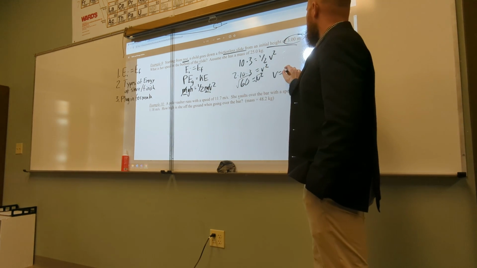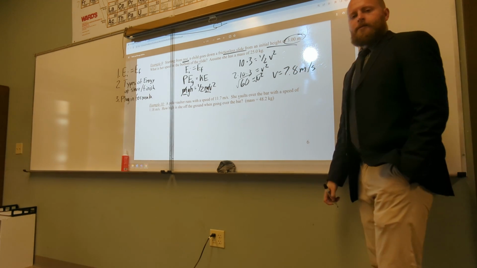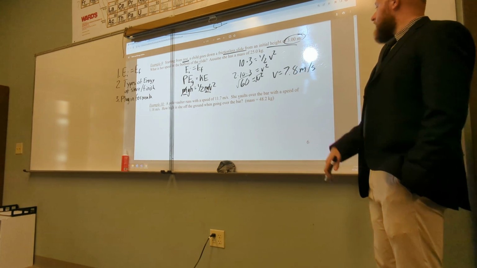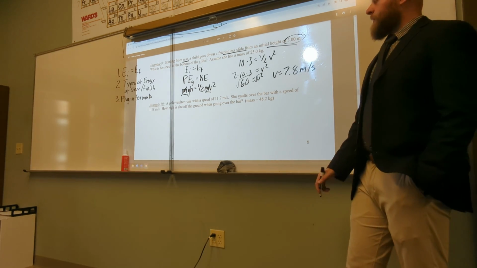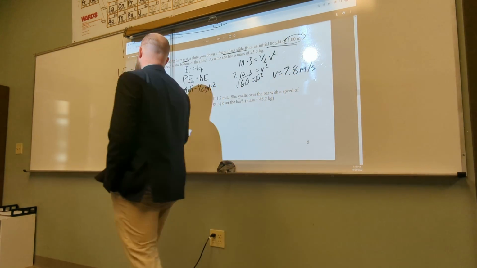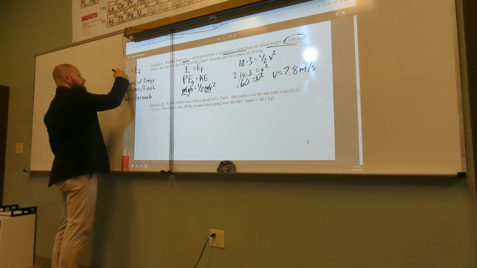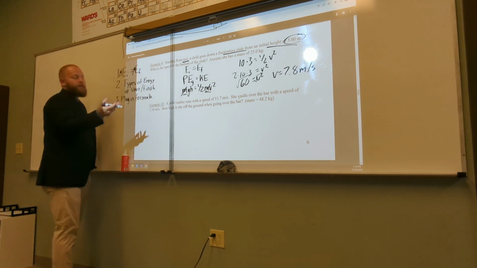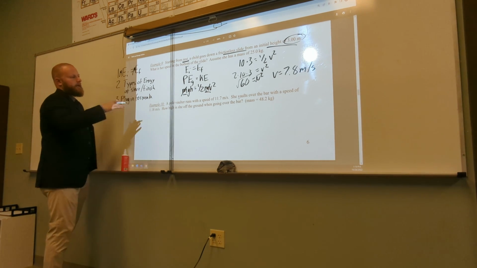Which should be about 7.8 meters per second. You might need a calculator to check that exactly, but it should be about that number. So remember, our first step: EI equals EF. If you wrote MEI for mechanical energy and MEF, that's no problem. Then we need to plug in the types of energy we have.